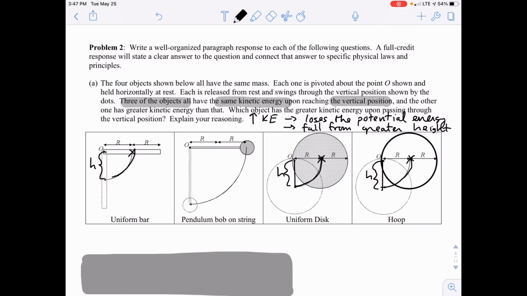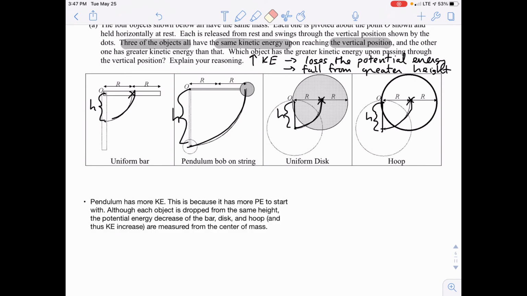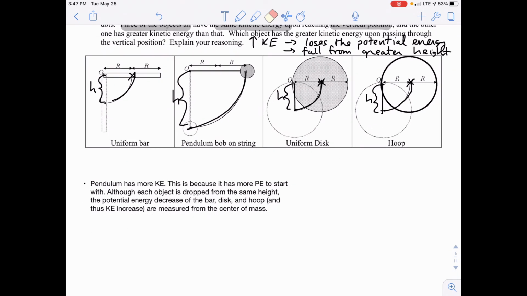The pendulum, on the other hand, the beam itself, the string itself has no mass. All the mass is concentrated at the end, which means when this falls, it has fallen a greater height. Since it has fallen a greater height, the pendulum has therefore lost more potential energy, which means that it has gained the most kinetic energy. Again, let's summarize. The pendulum has the most kinetic energy.